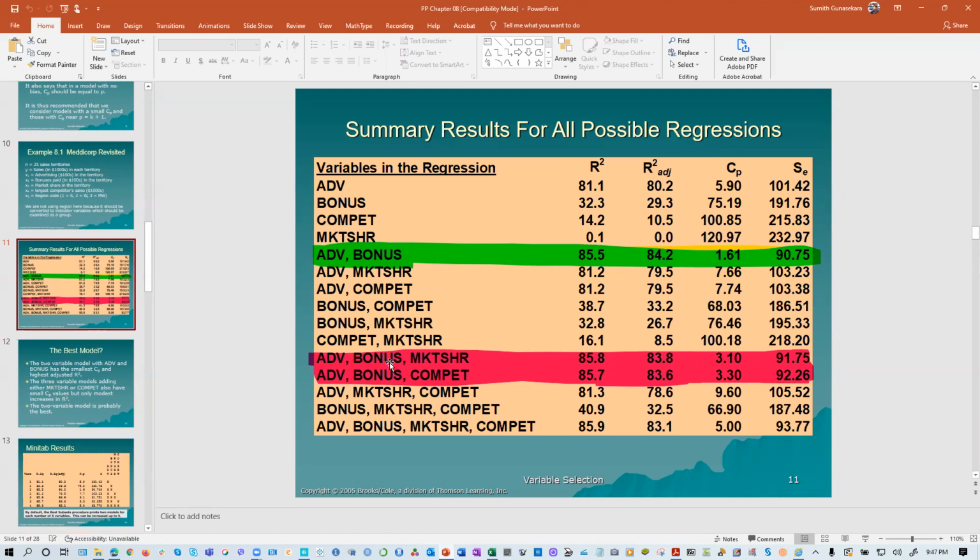In addition to advertising and bonus, you can add market share and competition. Those will be okay too, and then we see whether it's okay by using the other methods later on. That's what we are planning to do. You pick this one as the best model out of the all possible regression procedure. Or you could pick these two too, but this is the best.